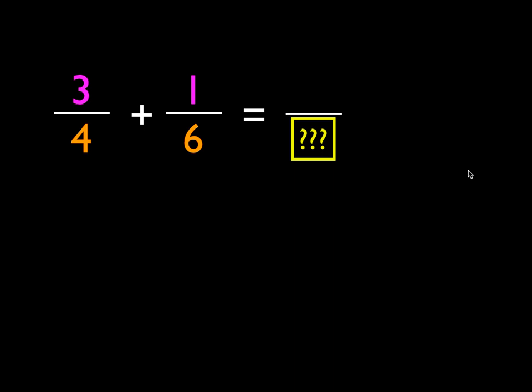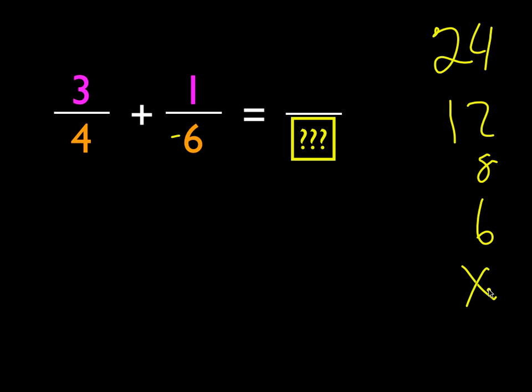I'll do a lot of the math in my mind. So the first thing to do is find a common denominator: multiply the 4 times 6 to get 24. And then I'm just going to do a mental division. 24 divided by 2 is 12, divided by 3 is 8, divided by 4 is 6, and divided by 5 gives me nothing.